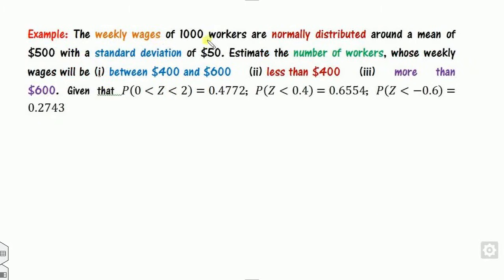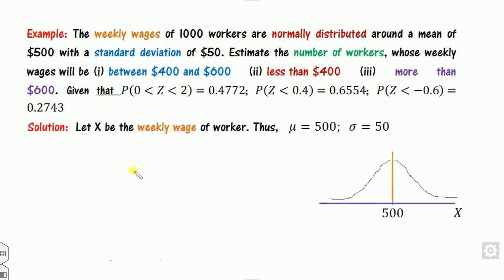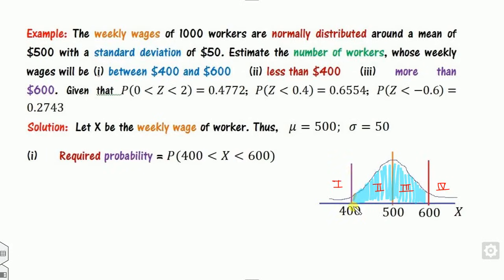The weekly wages of the 1000 workers are normally distributed around the mean. So X is my weekly wages, mean is 500, standard deviation 50. What you want to find in the first part is between 400 and 600. So look at that, 400 lies on the left hand side of the 500. So it is divided into 4 portions, 1, 2, 3, 4, and you need the second and third.